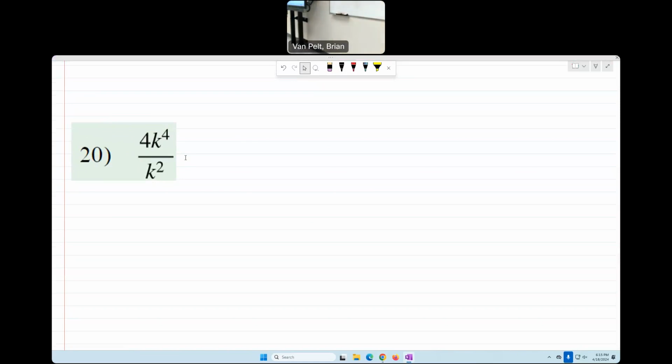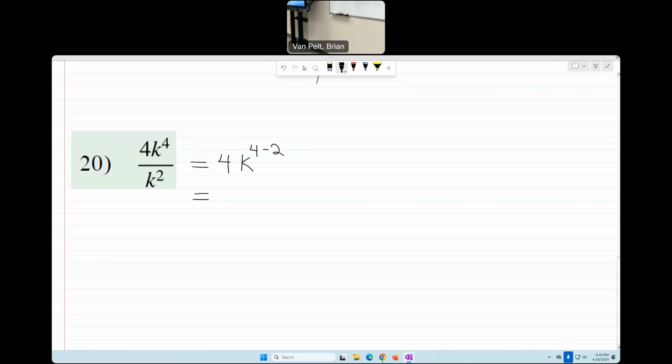That's all I wanted to get at. Sometimes people conflate these numbers out front with exponents, and that is not good. So here we're gonna have 4K to the 4 minus 2, which is 4K squared. Right, you got it. So you can see that they're getting a little more complicated.